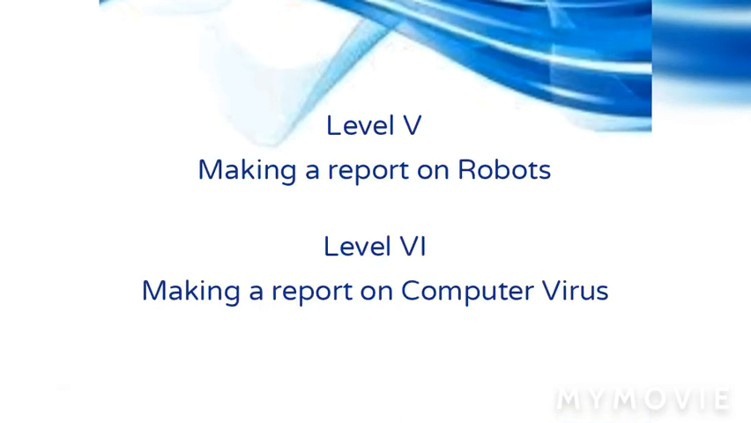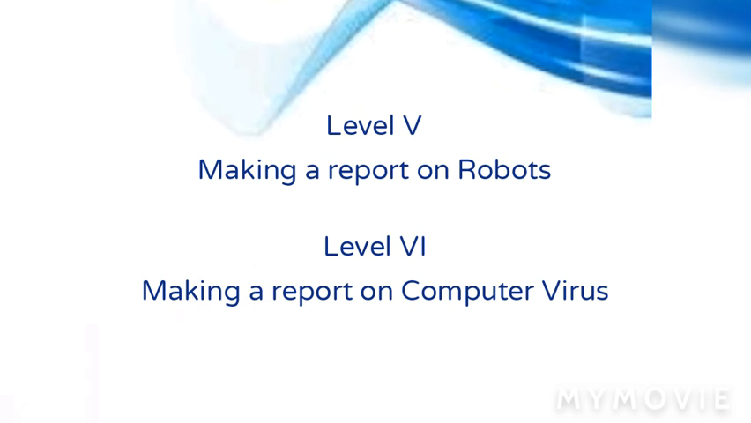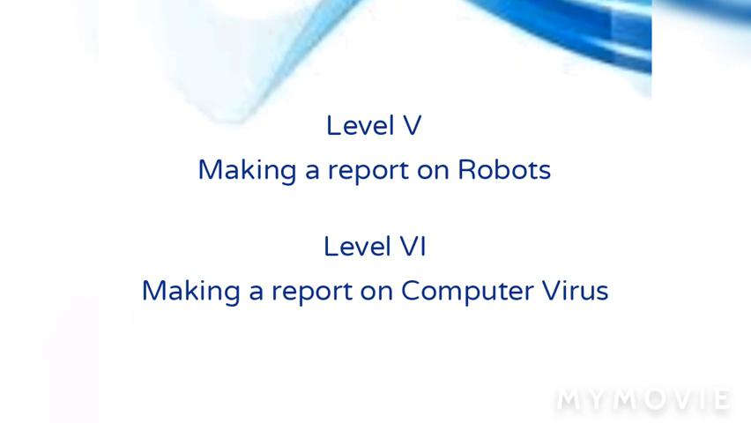Now your task. I'm giving the task to level 5 and level 6 students. Level 5 students, make a report on robots. They can describe the robot and write the proper heading of robots. And level 6 students, you have to make a report on computer wires. Okay.